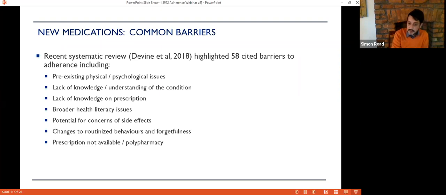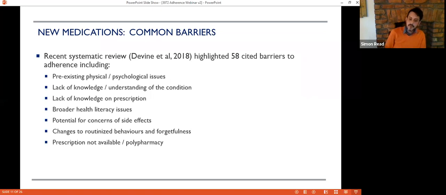Other commonly reported factors are concerns over the potential for side effects ahead of new medication being taken, as well as fears of the medication itself or its administration, such as swallowing pills or painful eye drops, alongside the fact that introducing a new medication requires its embedding into pre-existing daily routines and subsequently has a high likelihood of being forgotten or put to one side. All or any of these barriers cited on this slide can be seen as capability or motivational barriers predominantly, although the last one around prescription unavailability or a perceived state of polypharmacy hints at some of the systemic barriers that also need to be mitigated.